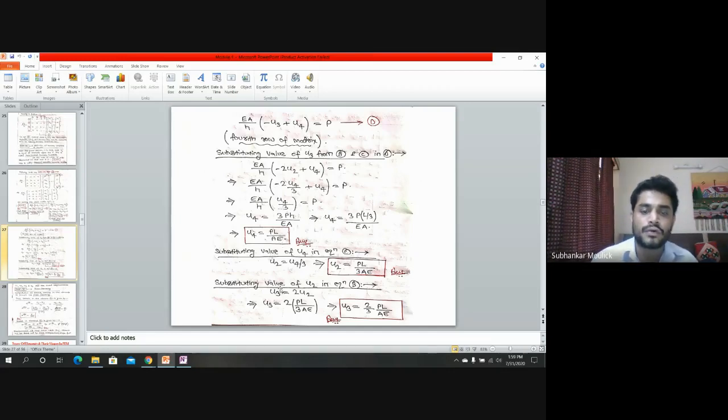U2, U3 and U4. This is the required displacement at each and every nodal point. Is this step clear?